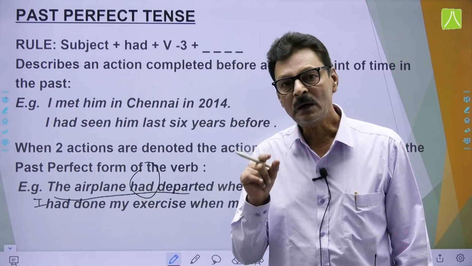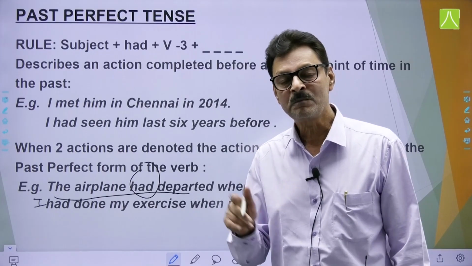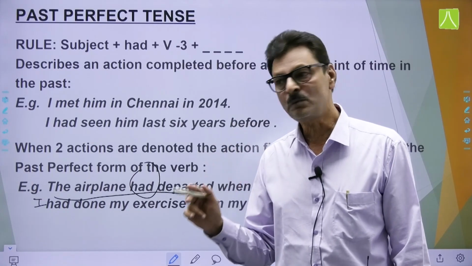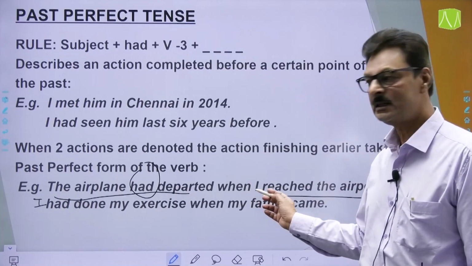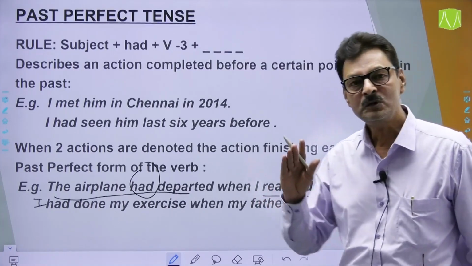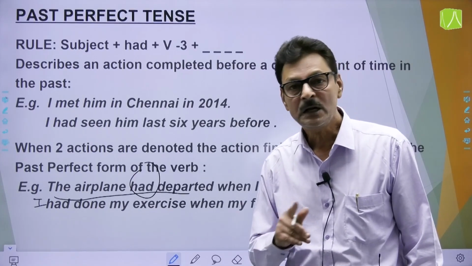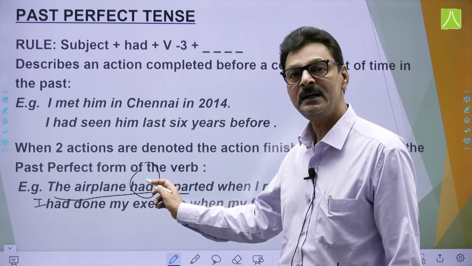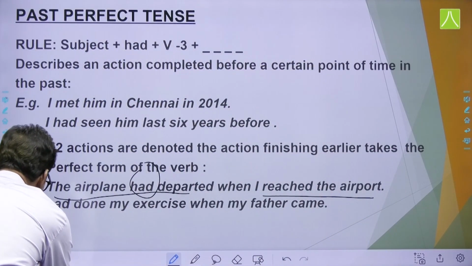But how do you come to know which action took place earlier? कौन सी action पहले हुई थी? The verb, the third form of the verb जिसके संग लगता है, that action took place earlier. So the plane had already departed when I reached the airport. So अगर मुझे अपने airplane में जाना होता, could I catch the plane? No, I was late because the plane had already departed. But इस sentence को अब ध्यान से देखना. I'll just change the format.